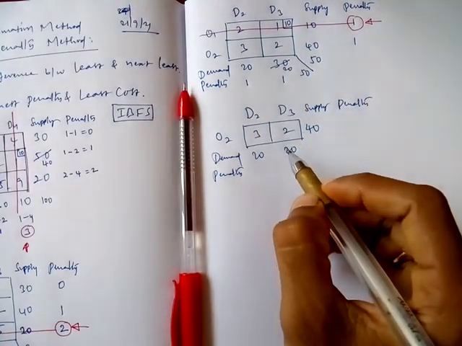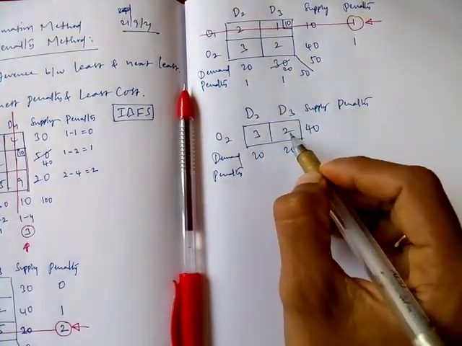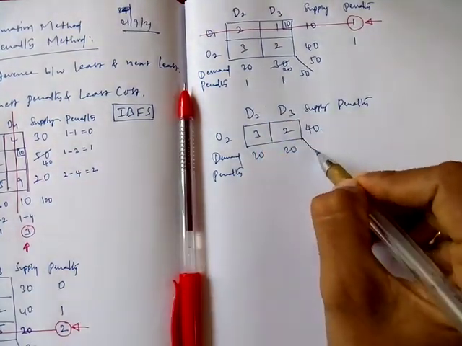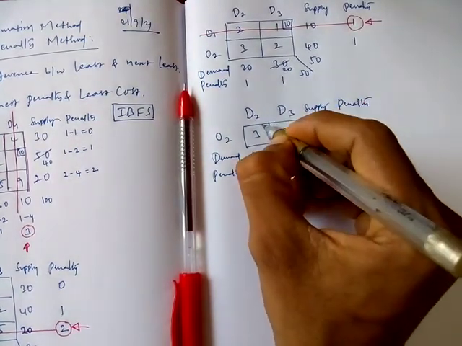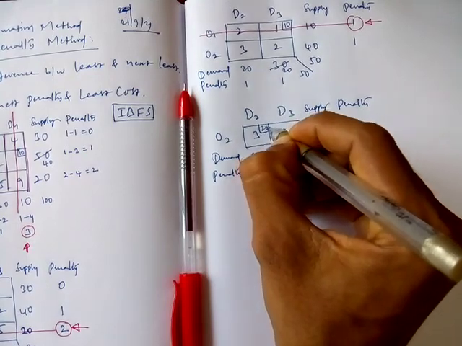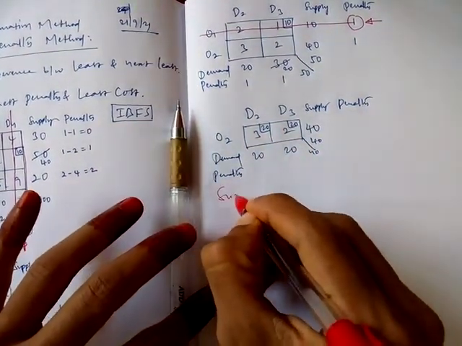When 10 is allotted here, only 20 will remain. So the next iteration is something like this: D2, D3, O2, 3, 2, 20, 20 and 40. So 40 by 40, and this 20 can be allotted here and this 20 can be allotted here. That's it. Let me write the summary.